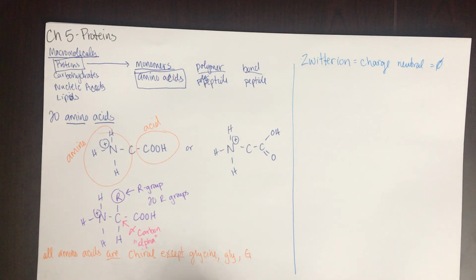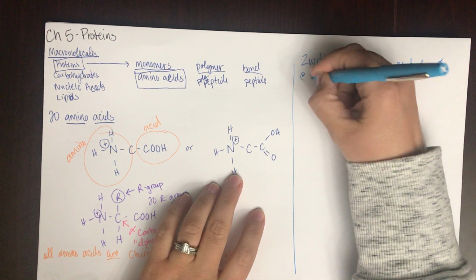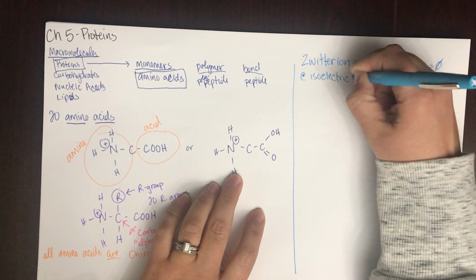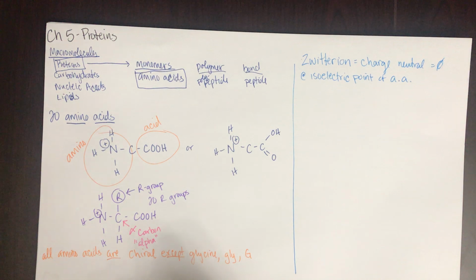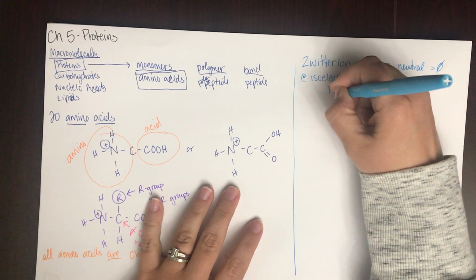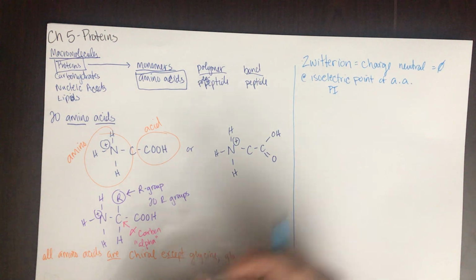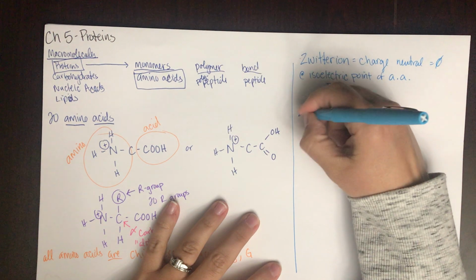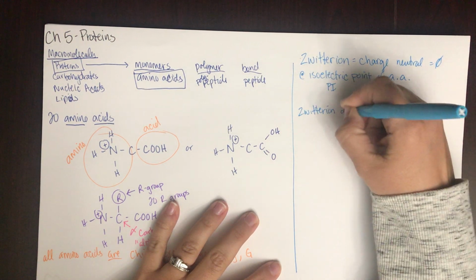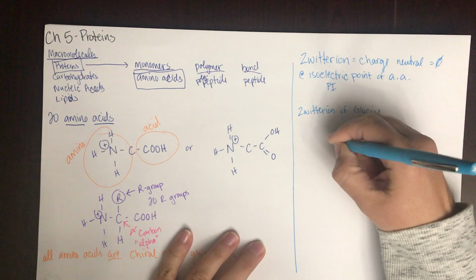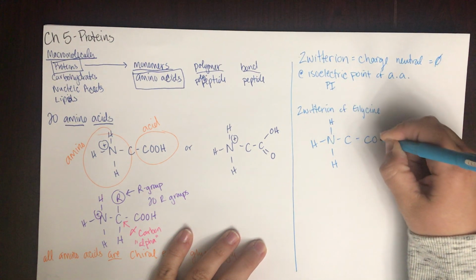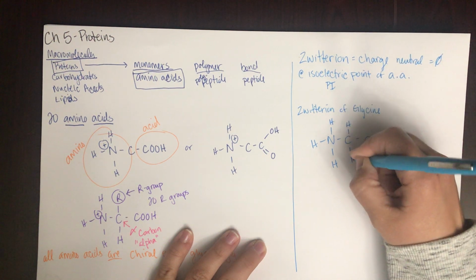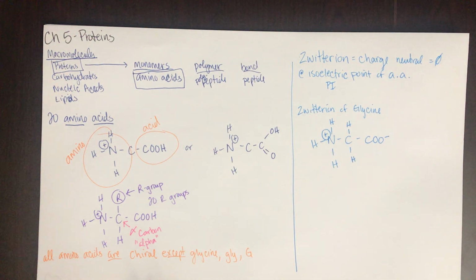So this happens when the pH is at what's called the pI, or the isoelectric point of the amino acid. And all 20 amino acids have a different isoelectric point. And we'll talk about isoelectric points in a little bit, but this is the pI. Okay, so if I was to draw the Zwitterion form of glycine, it would look like this. Okay, so this is glycine and this is the Zwitterion form.